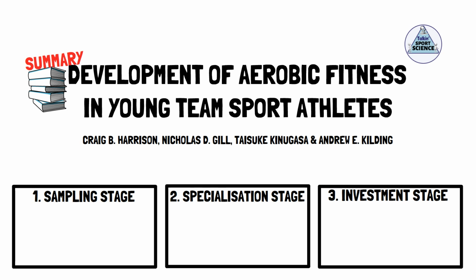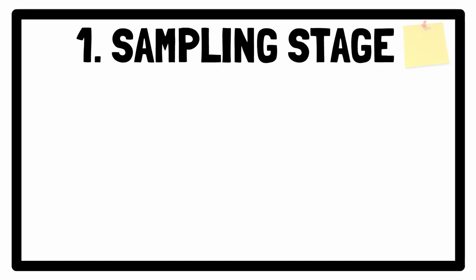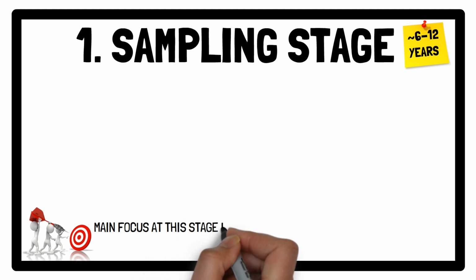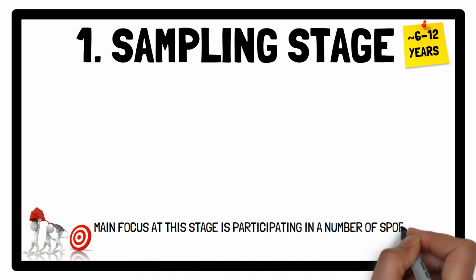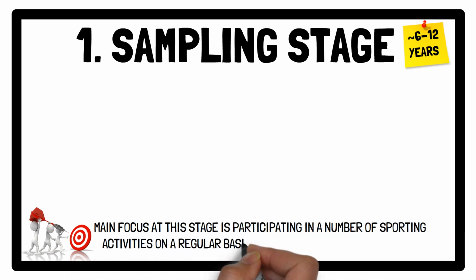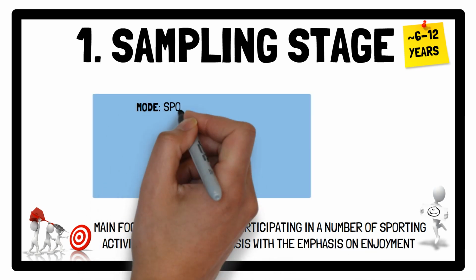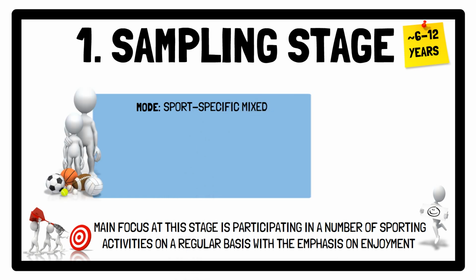of development. Regarding the sampling stage, which typically encompasses youth athletes between the ages of 6 to 12, the main focus at this stage is participating in a number of sporting activities on a regular basis over several weeks, with the emphasis being on enjoyment, while also providing opportunities for technical skill acquisition.